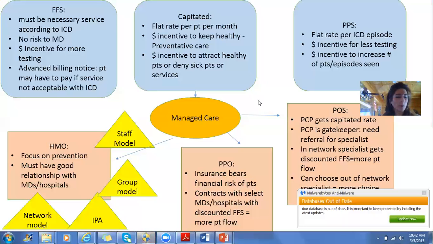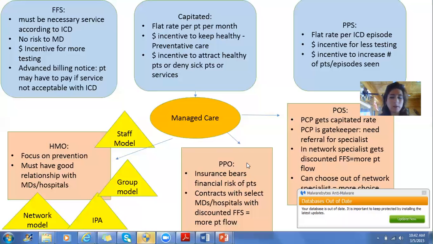Then the point of service plans are a lot like the network model of an HMO. The PCP gets a capitated rate per patient per month. They're the gatekeeper; you need a referral from them to see a specialist. If you go to an in-network specialist, it costs the patient less money because they have a negotiated rate with the insurance company. So the insurance company pays less, and in return they keep a flow of patients going to the specialist. However, if you want variety, you can choose outside that network. You just have to pay more.